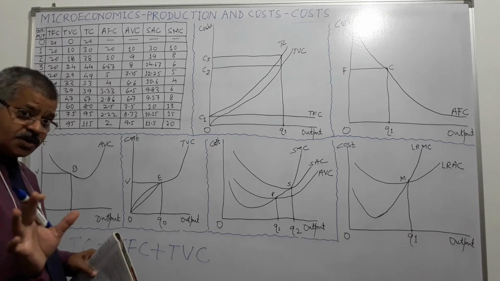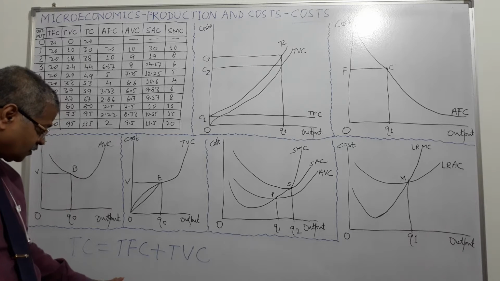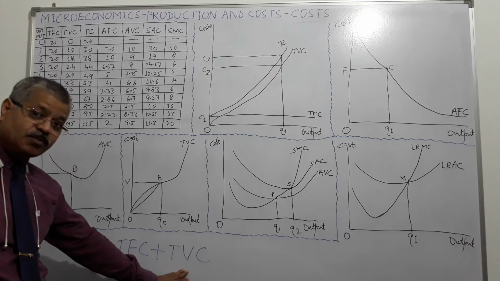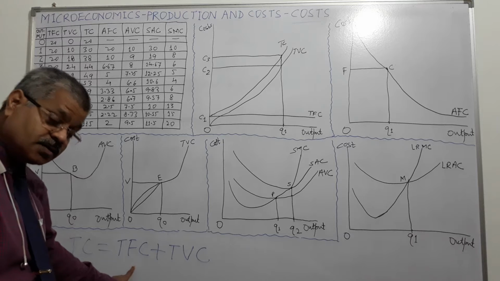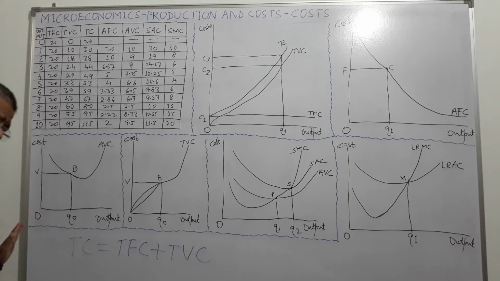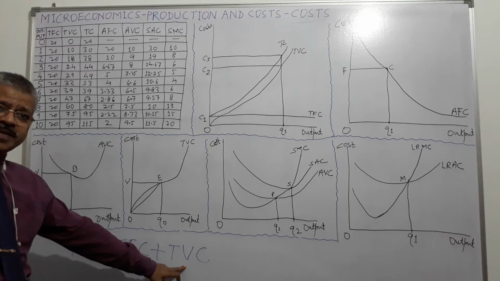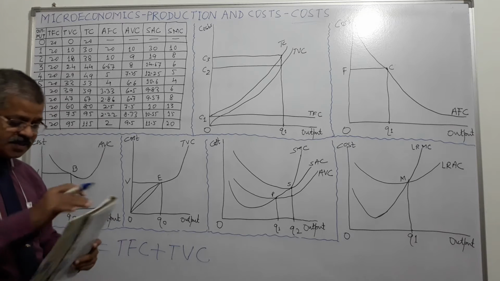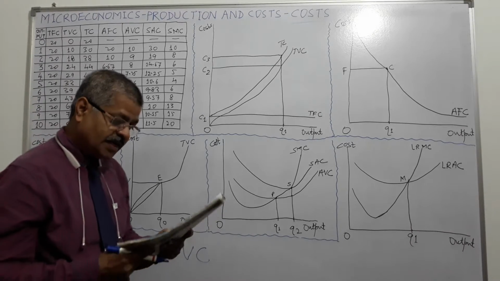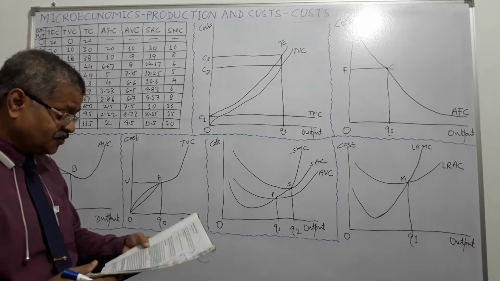So in the short run, in order to increase the output, a firm has to increase total variable cost, because this is variable in the short run, and this is not variable in the short run. As the firm keeps on increasing the output, total variable cost keeps on increasing, and total cost keeps going up. Total fixed cost remains the same in the short run. As output rises, total variable cost and total cost increase.